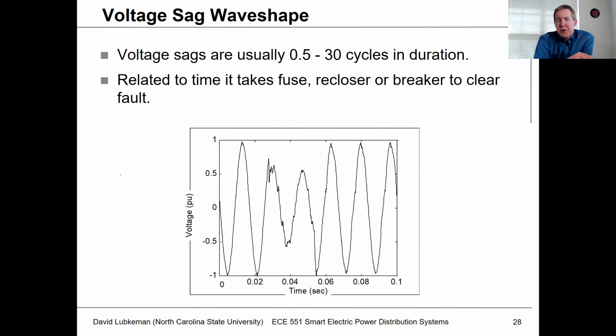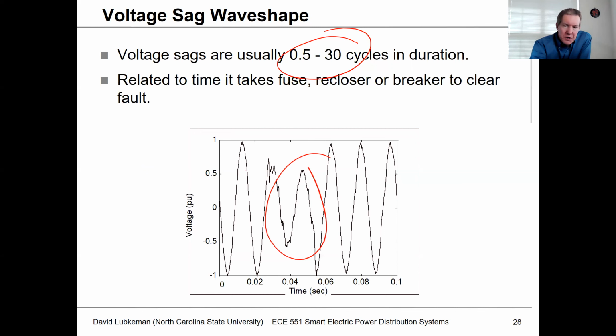This shows an actual recording taken at a customer site, and this has been pre-unitized. Again, a lot of the sags that we see are between 0.5 and 30 cycles in duration. They're sags associated with the time it takes to clear the fault. In this case, we can see this fault didn't last very long. It went from 0.02 to about 0.055, so that's maybe 2 electrical cycles. And this would be about the time it would take to clear a fault with a fuse, right?